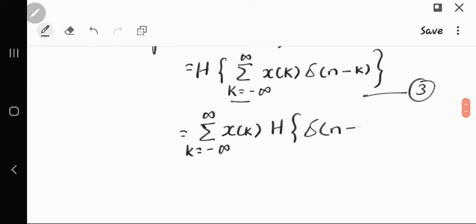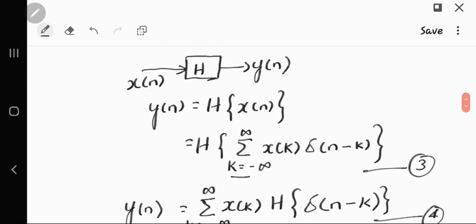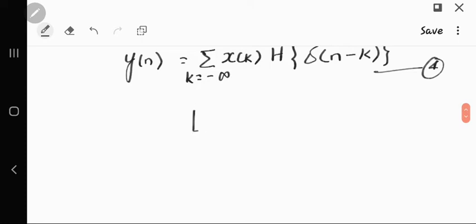delta n minus k. So this is the expression after applying the linearity property. So, give a number for this as well. Now, using the same concept of the system, that is applying x of n and getting the output y of n, if you apply an input delta n to the system, what you are going to get is an impulse response h of n as an output.